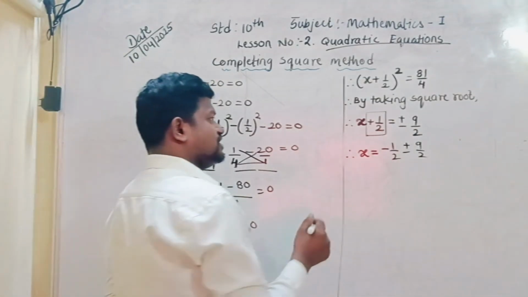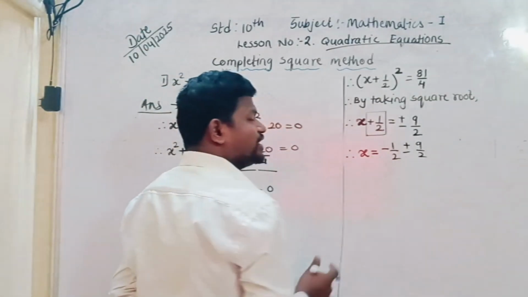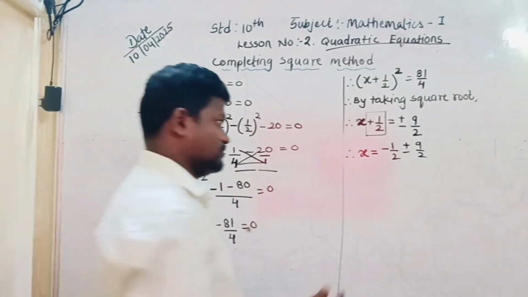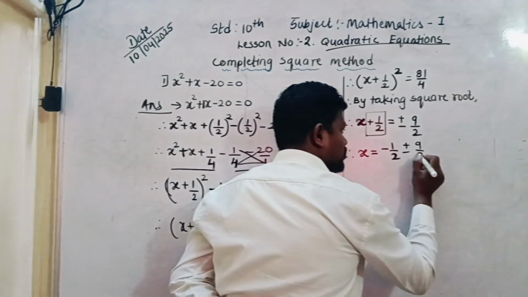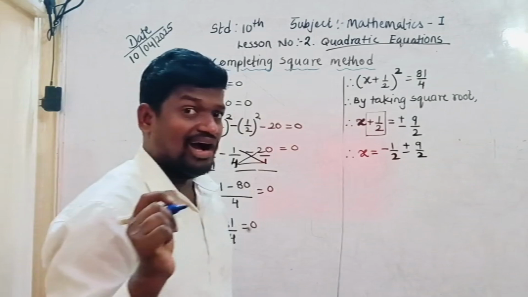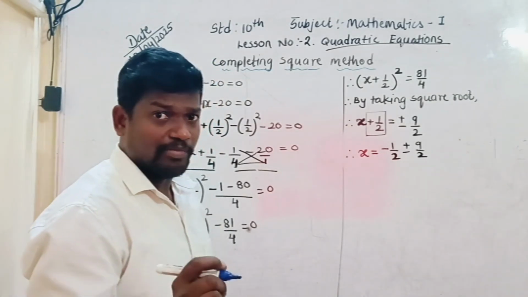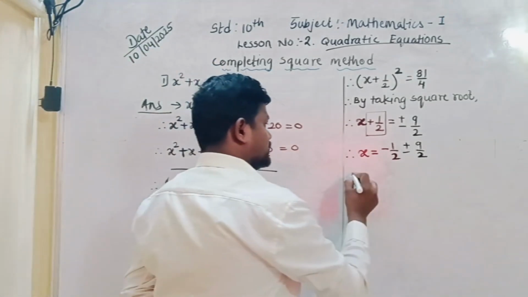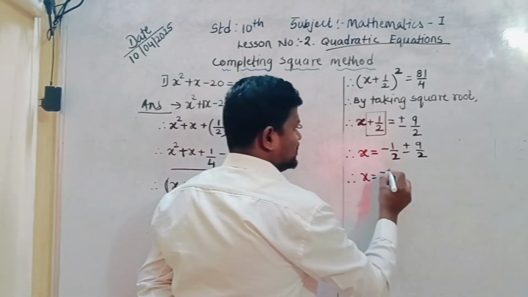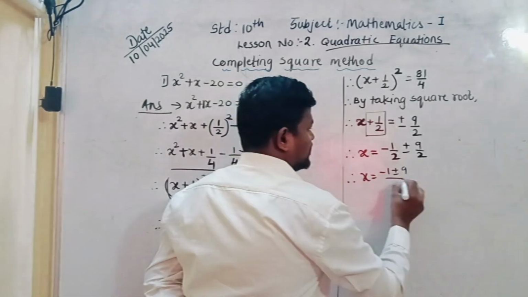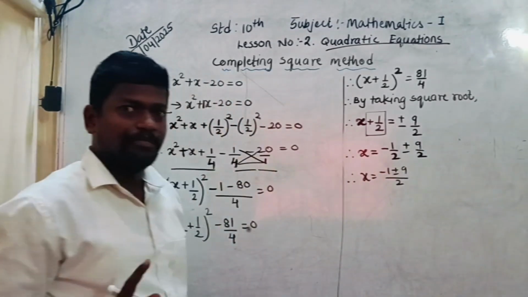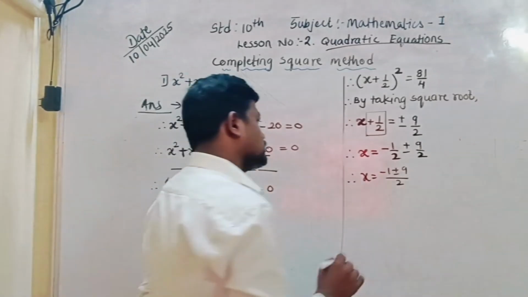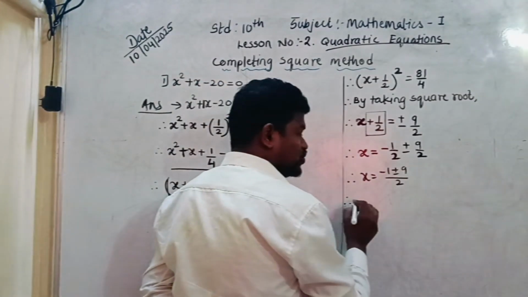Okay? See, what will we get? Check out, the denominators are equal. Okay, the denominator is equal, so we combine the numerator and write the denominator only one time. Now we have to separate the values.